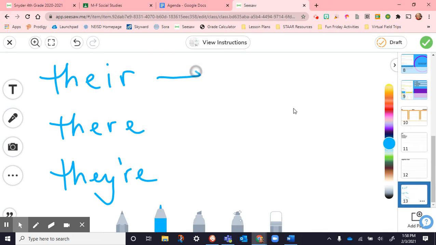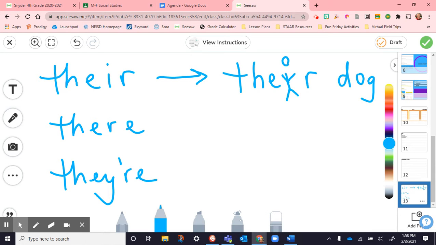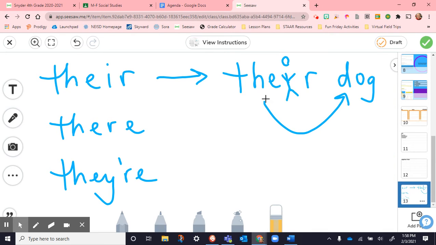So when you see the one with an I, I want you to take the I and turn it into a little person. Okay, take the I and turn it into a person. And this is showing ownership. So if I have the word dog that follows, it's their dog. The dog belongs to whoever I'm talking about. Their dog, their shoes, their book, their backpack. Okay, so whatever it is, it's talking about something owning something else. So turn it into a person to show that you're talking about something that someone has ownership over.